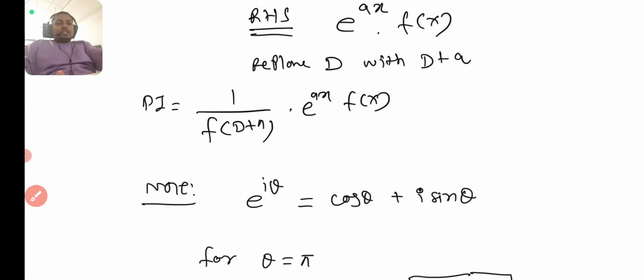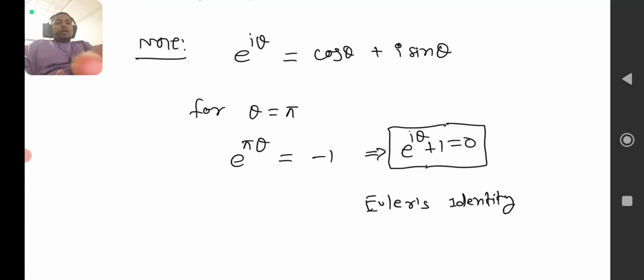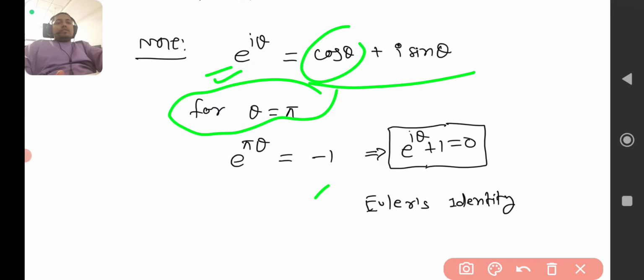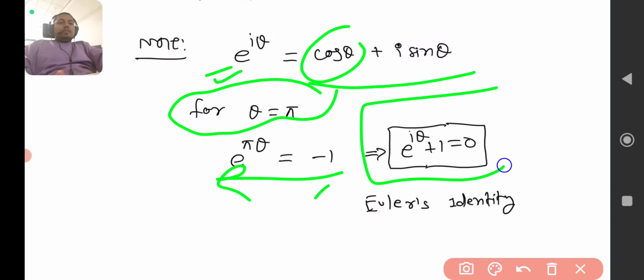One extra knowledge here, because this can be used in upcoming exam of ODE. If e power I theta is there, formula is cos theta plus I sin theta, right? Now, a special thing I want to tell, for theta is equal to pi, cos theta will become -1 and sin theta will become 0. Take this minus and left side. So e power I pi plus 1 is equal to 0 is known as Euler's identity. That's all, only this much you do for ODE.